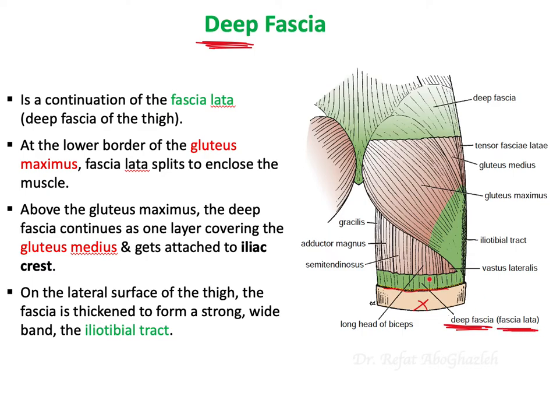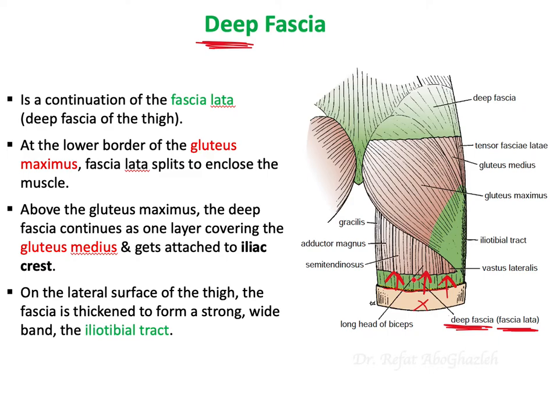So the fascia lata ascends up, and let me rephrase it in a different way: the deep fascia that covers the gluteal area is an extension of the deep fascia of the thigh. So the deep fascia of the thigh will extend up to cover the gluteal region.